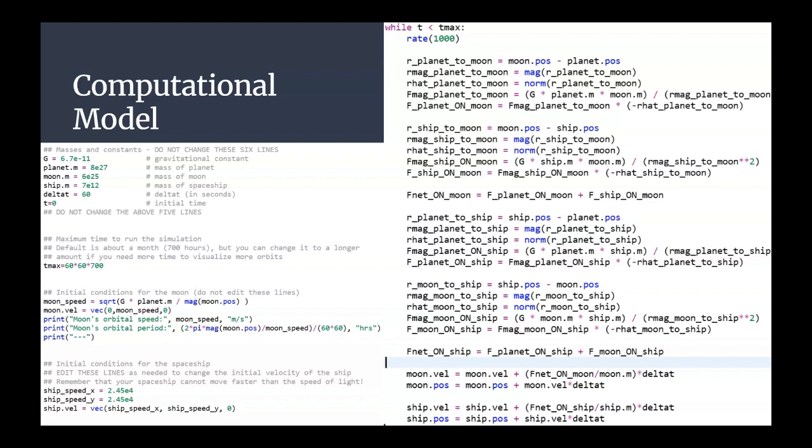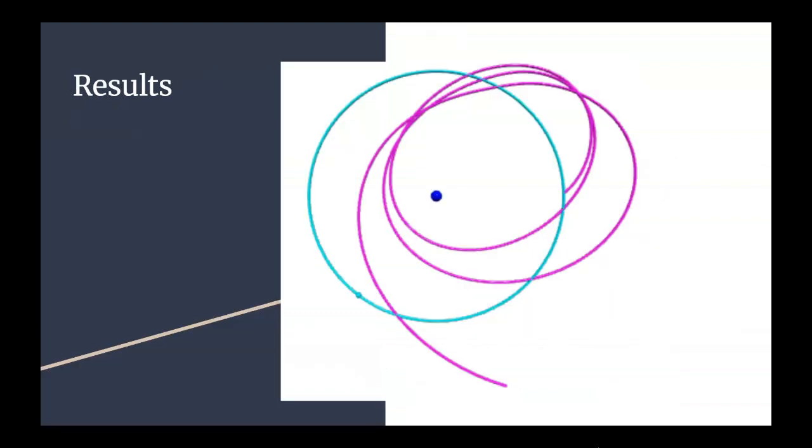To the right, you can see the calculations we used to figure out the force of the planet on the moon, the force of the ship on the moon, and the F net from the moon. We used another formula to find the force of the planet on the ship and the force of the moon on the ship to get the F net of the ship. Using these, we figured out the moon velocity and moon position, and then also found the ship velocity and ship position based on the formulas above.